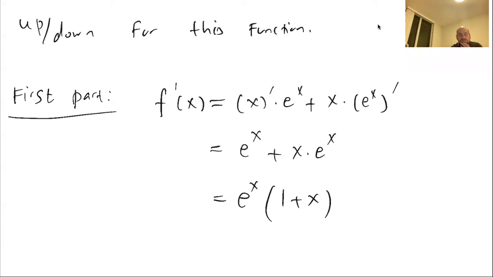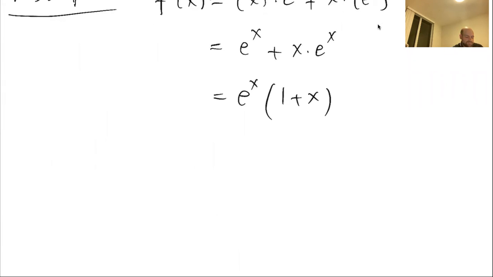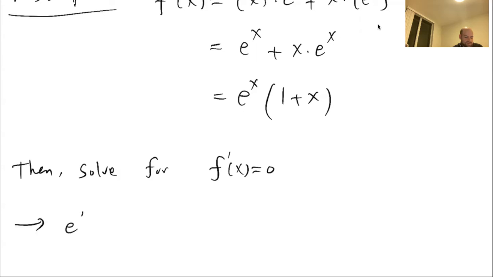Then we need the roots of f prime, right? Because we need the sign chart for f prime to determine intervals of increasing, decreasing. And for the sign chart, we need the roots of f prime, where f prime becomes 0. And based on that, we can determine where f prime is positive and where f prime is negative. So then solve for f prime of x equals 0. So that gives e to the x times 1 plus x equals 0.